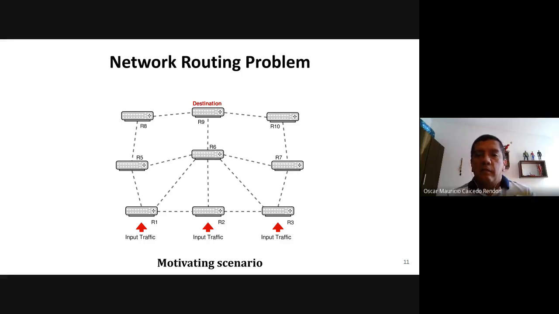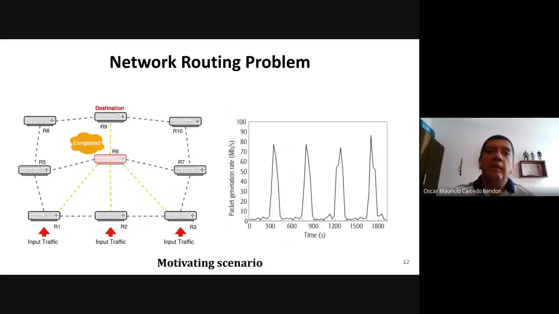Before the emergence of burst traffic, the load on router 6 is small, so the traditional routing protocol usually chooses this router to forward packets to the destination, router 9. But what happens if we assume that the traffic patterns generated by routers 1, 2, and 3 have a behavior similar to the one shown in the figure, presenting different bursts and different types? Then, when these bursts occur in the network, router 6 is going to be congested.